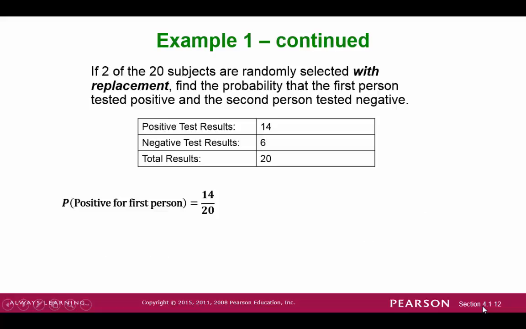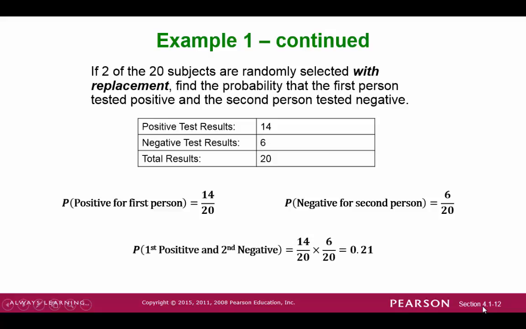For the first event, there are 14 out of 20 who tested positive. For the second event, we'll replace the first person, so there will still be 20 people to choose from. So that's 6 out of 20. Therefore, the probability will be given by multiplying the two probabilities. So there is a 21% chance that we will select 2 people at random. The first tested positive and the second person tested negative.